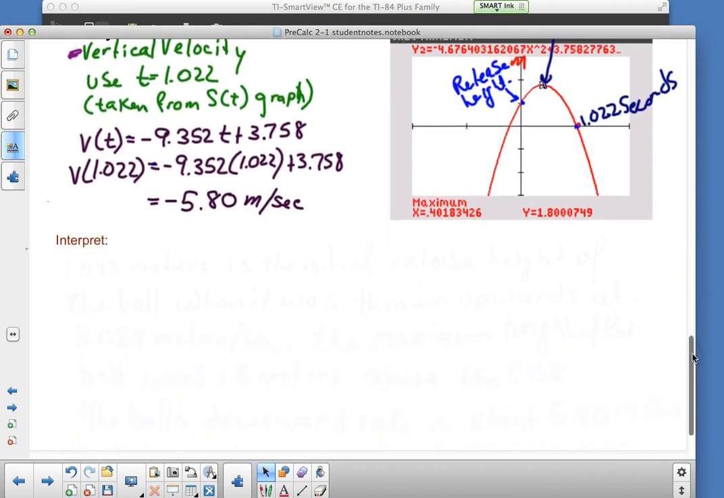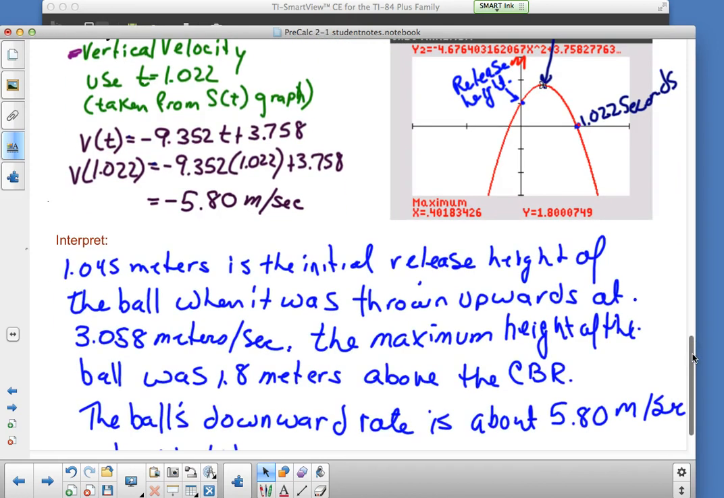So as we're going through this, my interpretation: 1.045 meters is my initial release height, about my hip height. I'm throwing a ball up, and the release of the ball was thrown upwards at 3.058 meters per second. I got that all from my quadratic regression information after I put my data in, because I felt it would be a quadratic model versus a linear model. And we can tell it was a good quadratic model because my r squared term was close to 1.